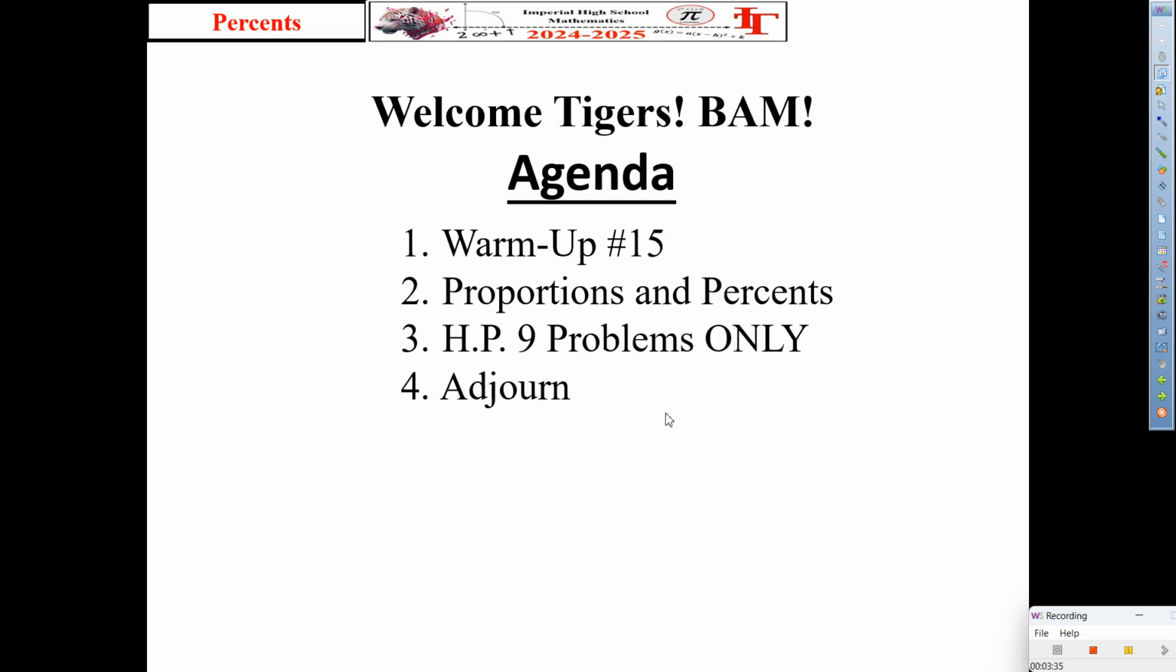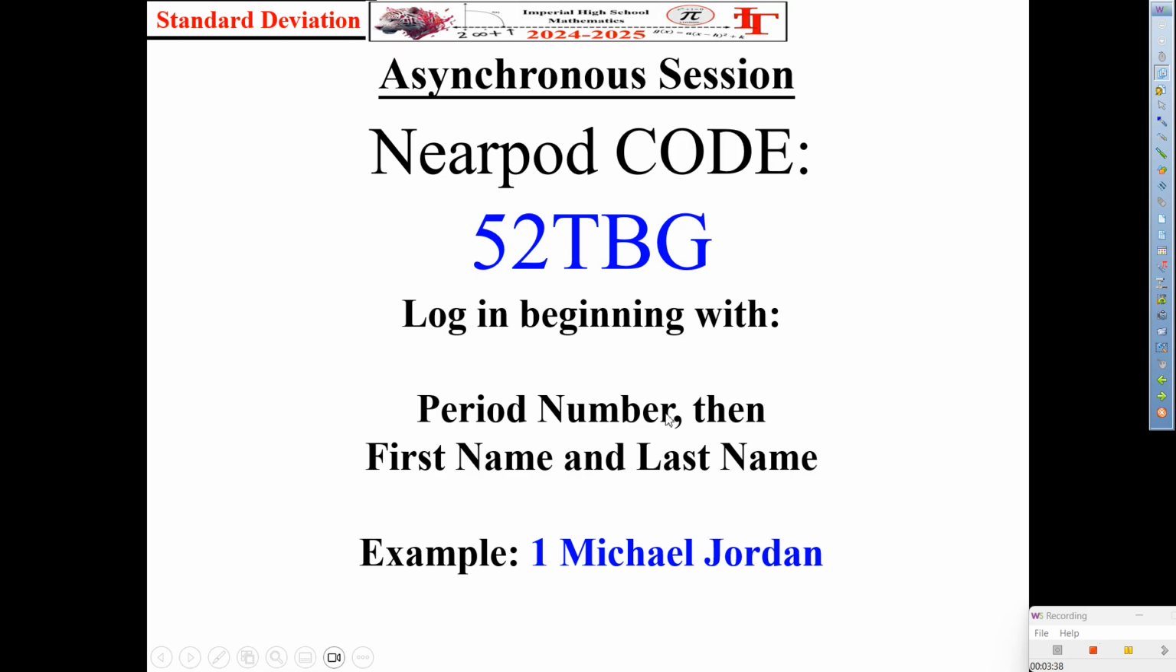All right, code to access your home play: 52 TBG. 52 TBG, write that down. 52 TBG. And for those of you that were socializing instead of copying the agenda, it's on your screen.